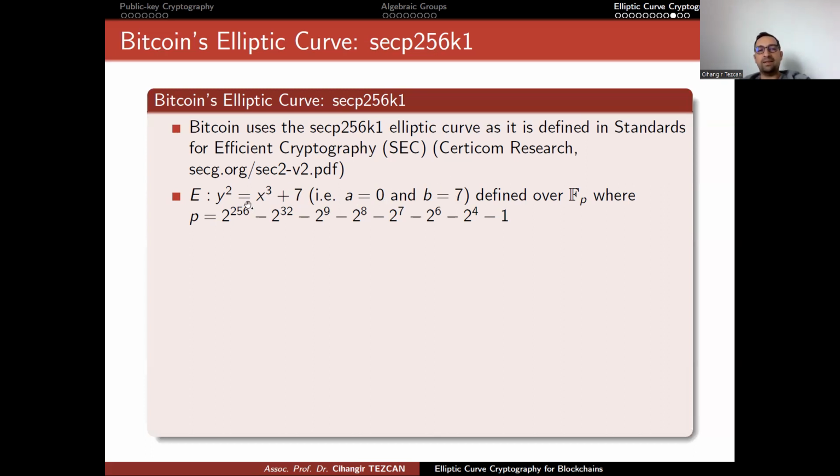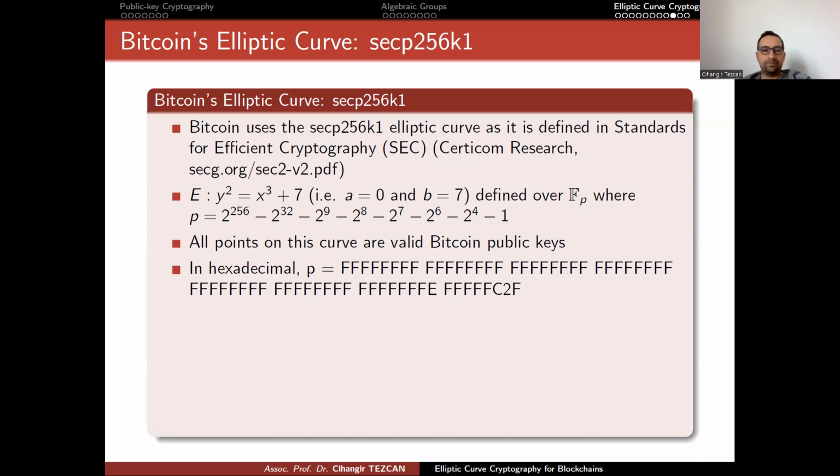So this is defined over a very large prime field, Fp. P is chosen as follows: it equals 2 to the 256 minus these values. The result actually gives you a prime number. All points on this curve, therefore, are valid Bitcoin public keys.